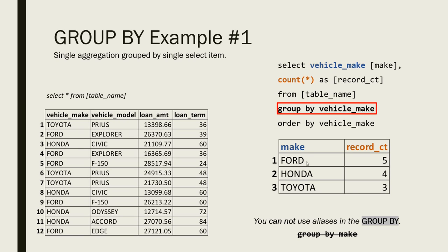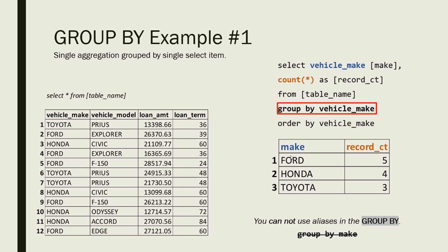And then just talking through this, a Ford value for make. If we go over to the original table, we're going to see there's one value here, the second record, 2, 3, 4, 5. So there are ultimately 5 records with a value of Ford for vehicle make, and that is what is displayed in the first record of this query, which performs an aggregation function, specifically counting, and then grouping by the field vehicle make.